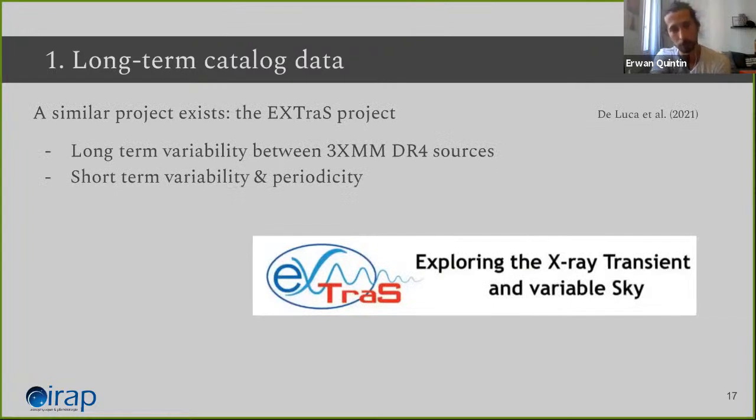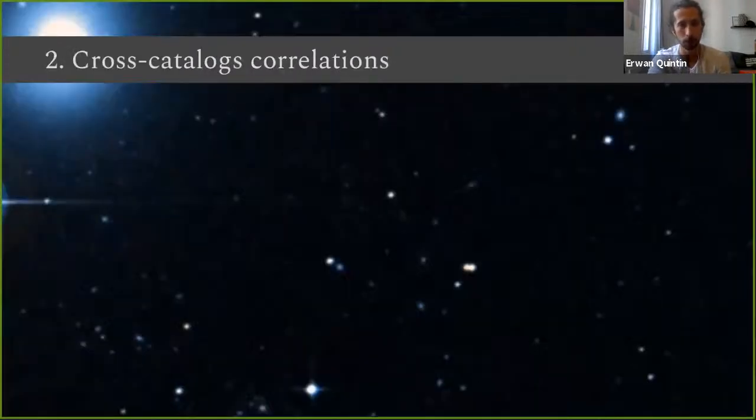There already exist some projects to find variability in this way. For instance, the EXTraS project, which has done an outstanding job at studying short-term variability and periodicity in a systematic way for XMM data. They also worked on long-term variability for 3XMM DR4 sources, so this is an older version of the catalog. But our method is quite different since we work on cross-correlations.